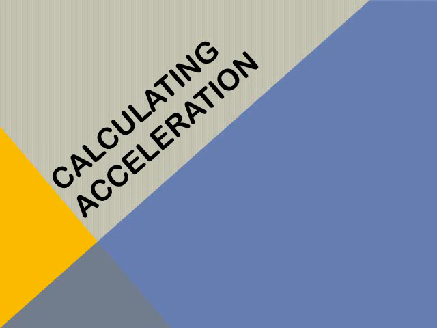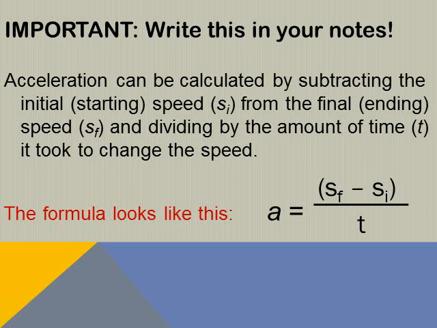Okay, let's talk about how we calculate acceleration, the change in something's speed. First, you need to write this down in your notes, that acceleration can be calculated by subtracting the initial or starting speed. We abbreviate that S sub I, meaning the initial speed, from the final or ending speed.